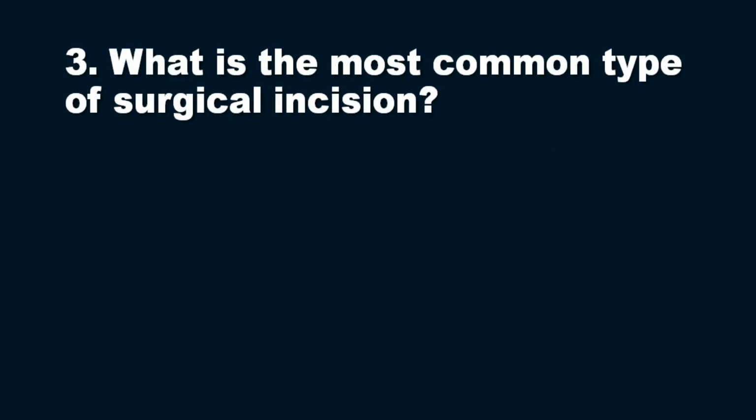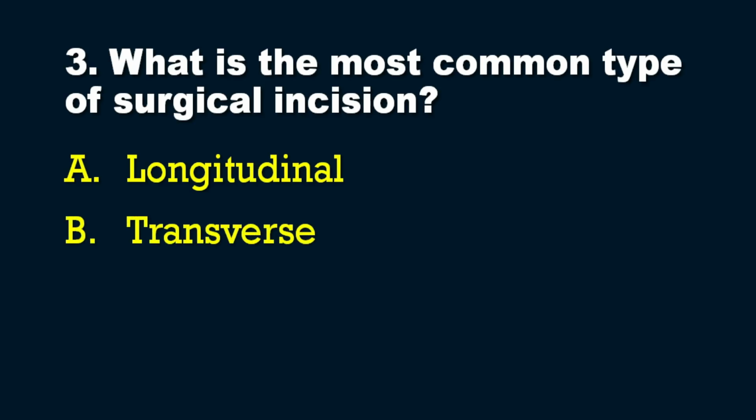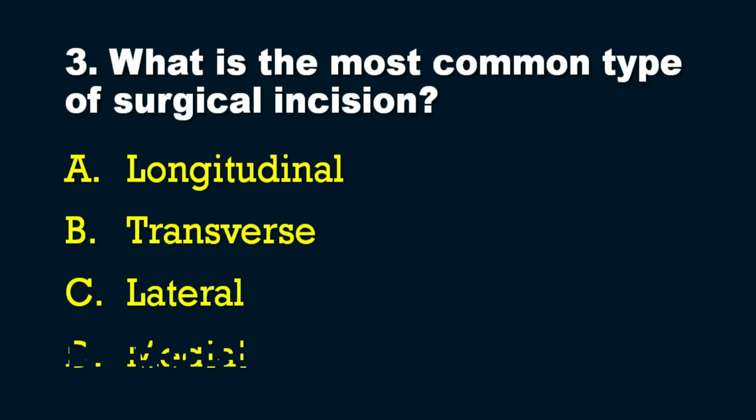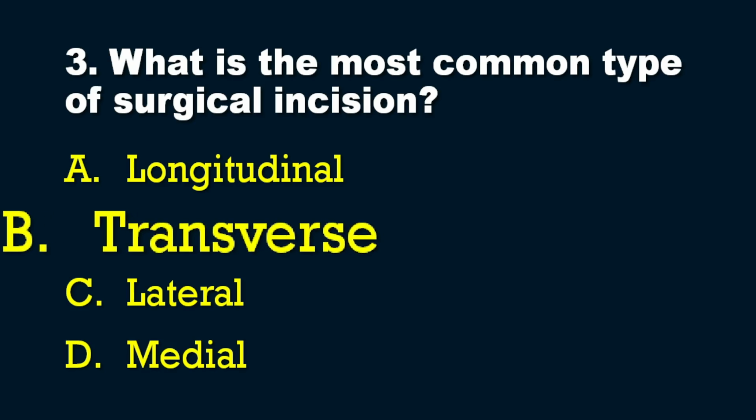So moving on to the third question in our series, what is the most common type of surgical incision? You have come across several types of surgical incisions, but here the question is, which is the most common type of surgical incision? The options are A, longitudinal incision, option B, transverse incision, option C, lateral incision, and option D, medial incision. So which is the most common type of surgical incision?